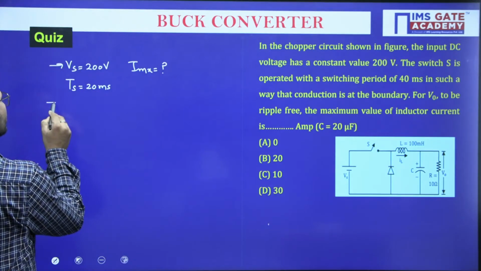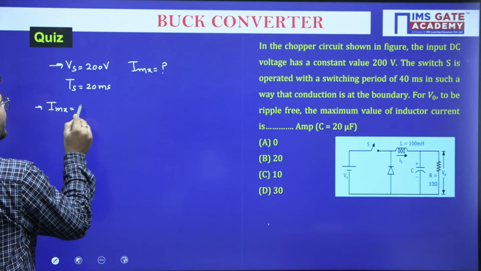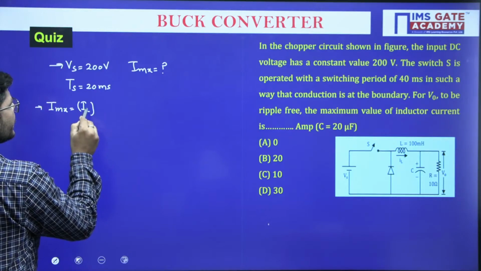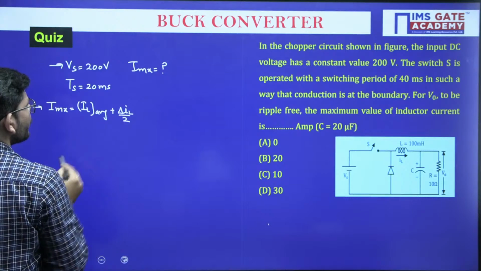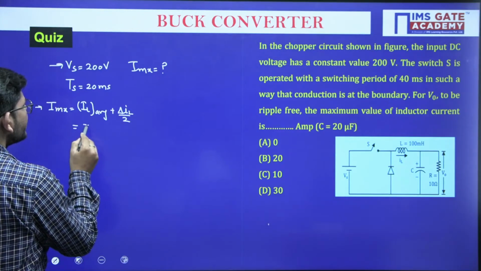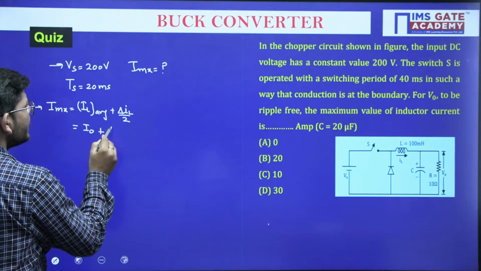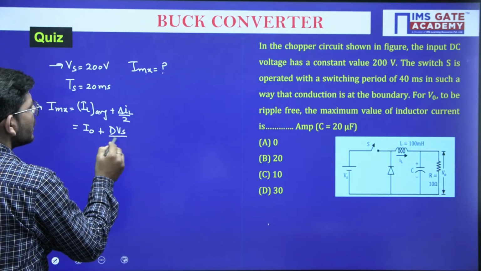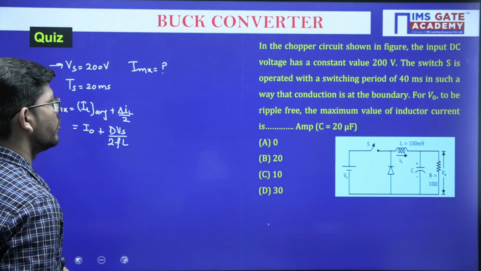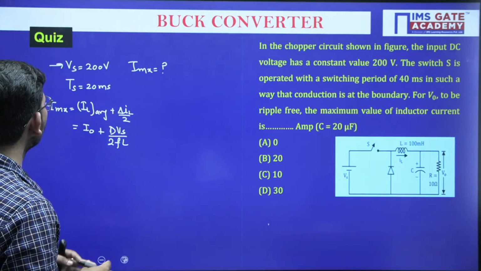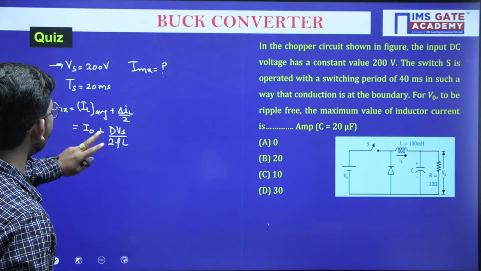So let us analyze the problem. If I have to find I max, I can find it with this equation: IL average plus del IL by 2. It is a buck converter, so in a buck converter IL average is I naught and del IL is dVs upon FL. So that will be the formula. Now what do we not know here? We know the value of Vs, that's fine.